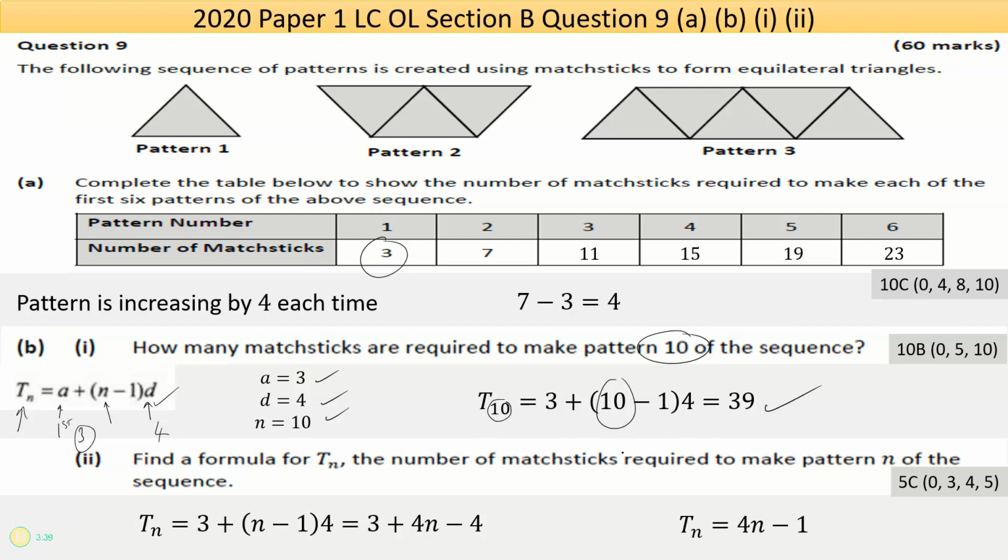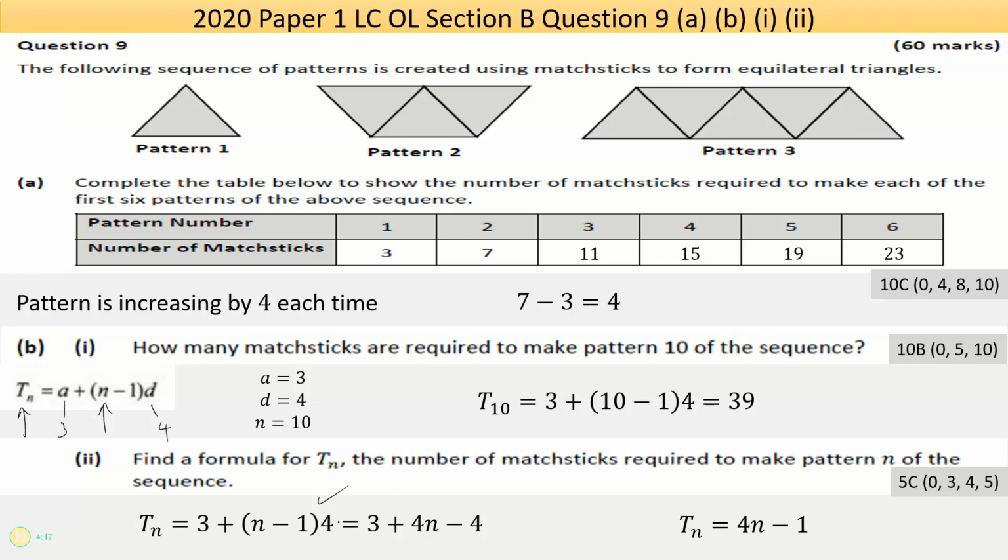So there are different strategies. Now the last thing here says, find a formula for T of n, the number of matchsticks required to make pattern n of the sequence. They're saying, don't put a number in, just work in general. So if I get rid of some of the fluff, this again is our formula. They're saying, what's this when this is just any pattern? So leave n as it is, and you're looking for this. There are going to be 2 unknowns, but your a is still 3, your d is still 4. So I put that in there, and then just remove the brackets.